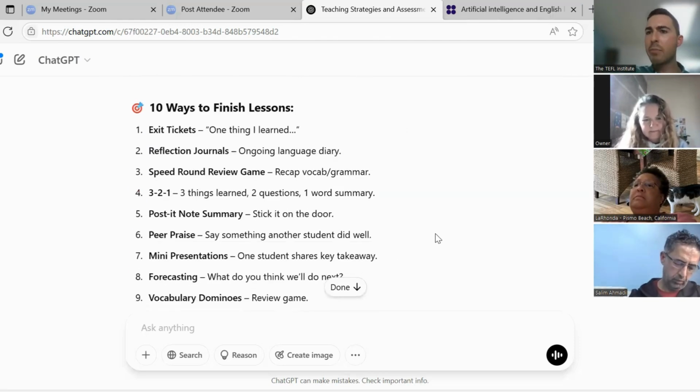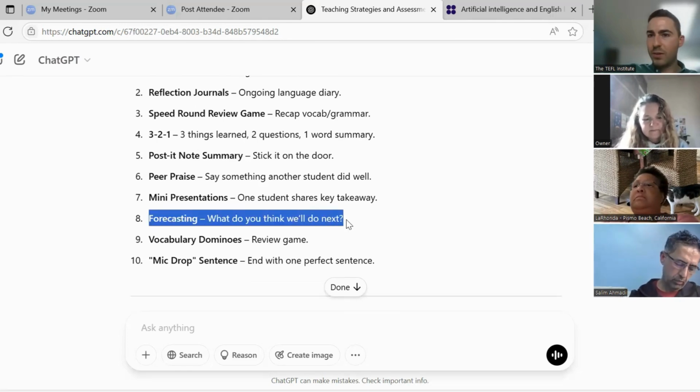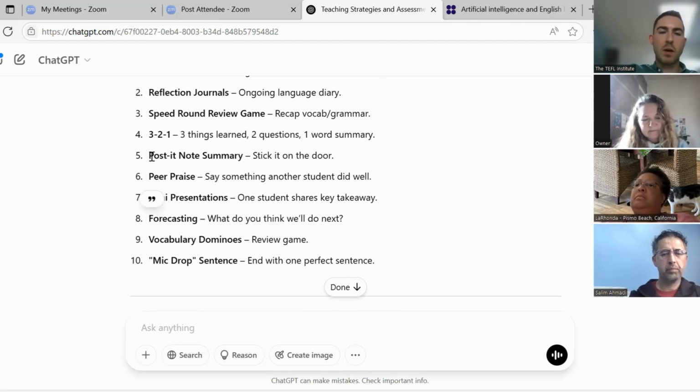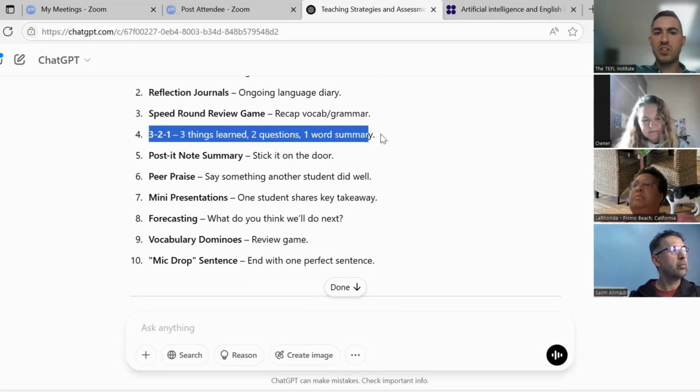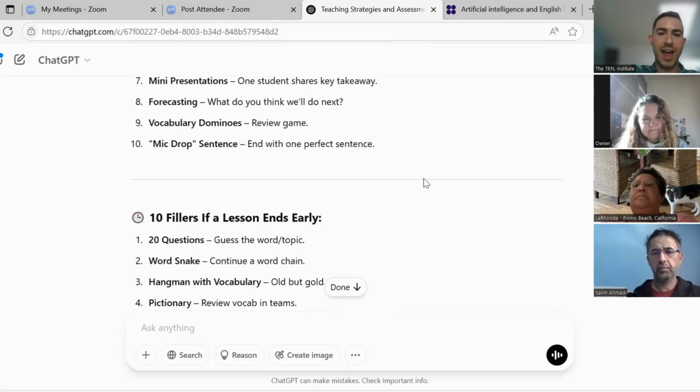Then I might go, okay, how am I finishing this lesson on food? I'll go to that poster quickly. I might go with looking through the list, maybe forecasting. So you can get them to predict next lesson. What do you think, guys, we're going to do? Or post-it note summary. So on the door or on the whiteboard, they have to actually stick down maybe 3 things they learned in this lesson, 2 questions they have, and 1 word summary or anything like that.